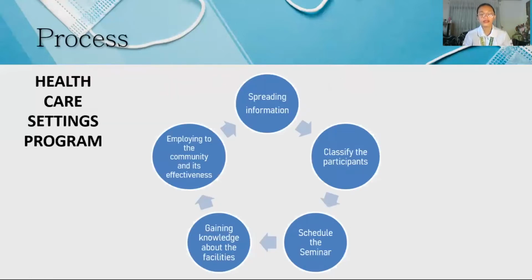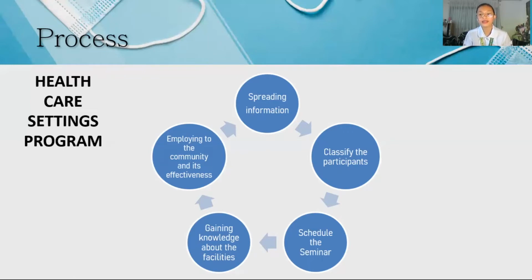So this is the healthcare settings process. The first is spreading the information. In this step, the students must make an infographic or flyers to spread information about the program. They can also choose, based on their preferences, whether it is physical or an online webinar. So it is conducted through an online survey and census.